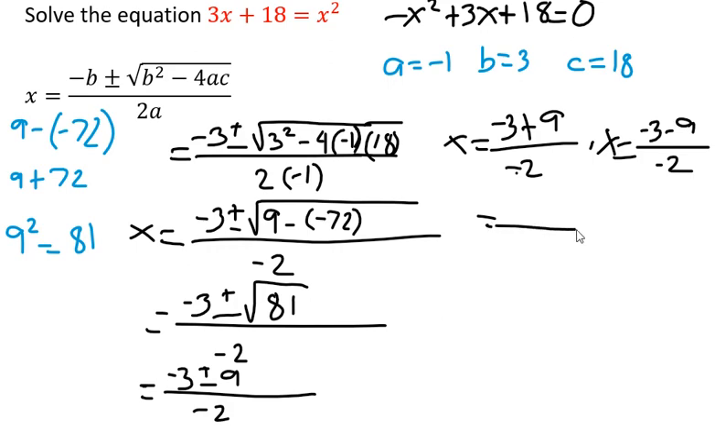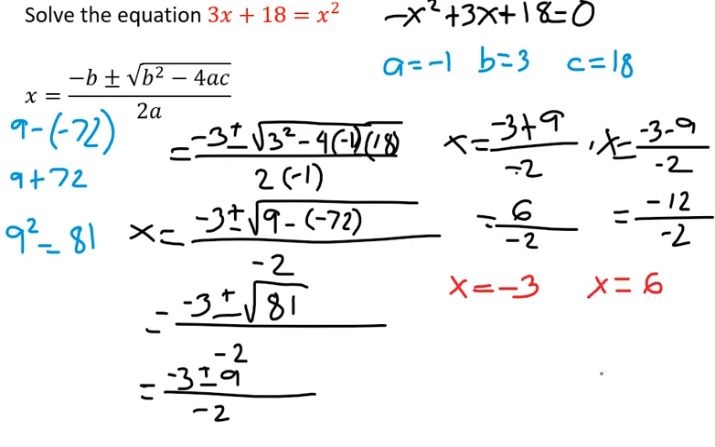Okay, so negative 3 plus 9, yan ay magiging 6 over 2. So 6 divided by negative 2, yan ay negative 3. Ang isang value ng x natin ay negative 3. Yung next, negative 3 minus 9, yan ay negative 12 over negative 2. Negative 12 divided by negative 2, yan ay magiging 6. So, mga value ng mga x natin ay negative 3 at negative 6.